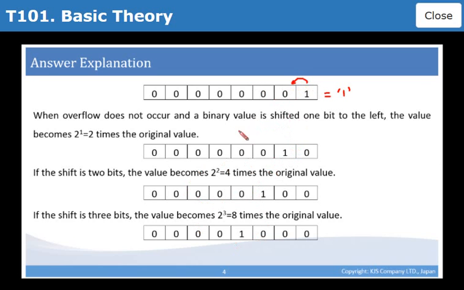So when we first shift by 1, what we do is we times our original value by 2. As we said in the previous slide, you can see that we've just moved this 1 here. And we can see that's 2 to the 1, which is equal to 2.